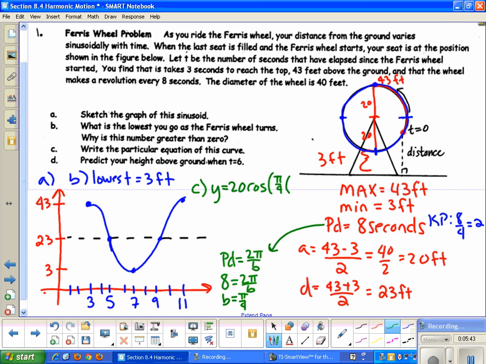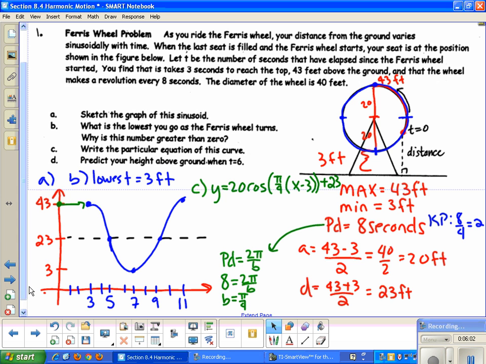And then we have a shift to the right, because instead of starting here, we shifted it to the right 3 seconds for x value 3, so x minus 3. And then plus my vertical shift, which is 23. So this would be a cosine equation.